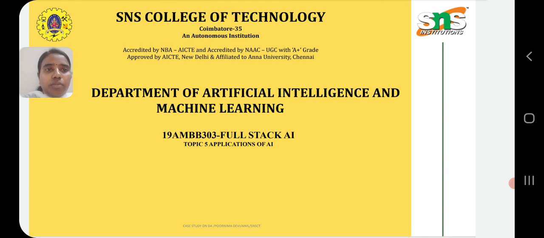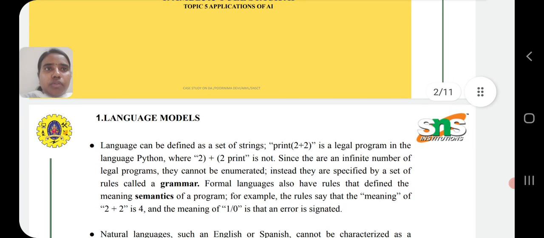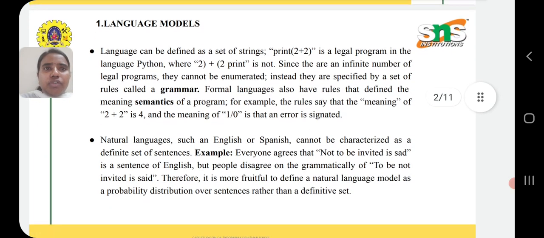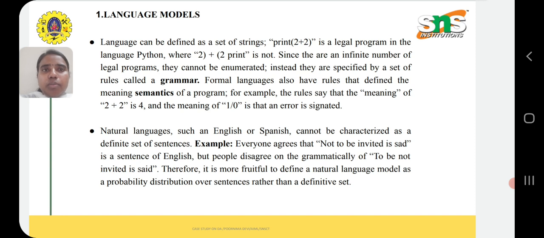Now I am going to discuss full stack AI, with the topic applications of AI. In applications of AI, there are many applications. Now I am going to discuss language models. A language can be defined as a set of strings. For example, print 2 plus 2 is a legal program in the language Python, whereas 2 plus 2 print does not exist.